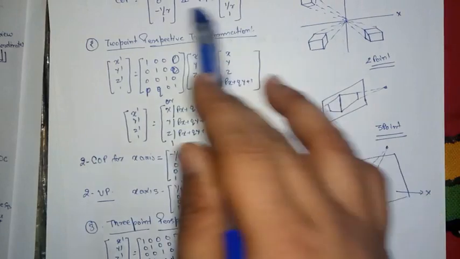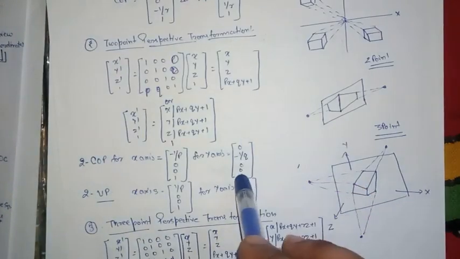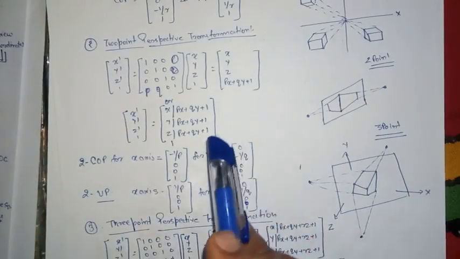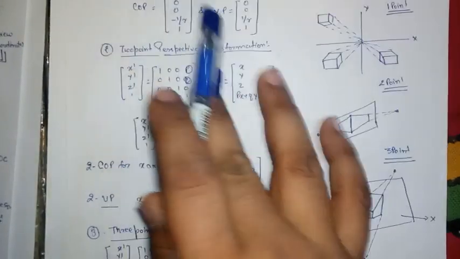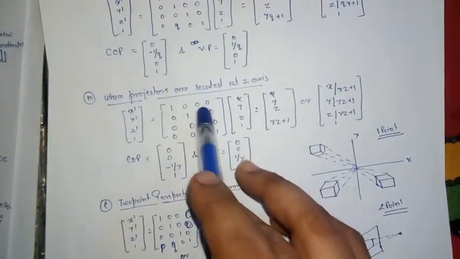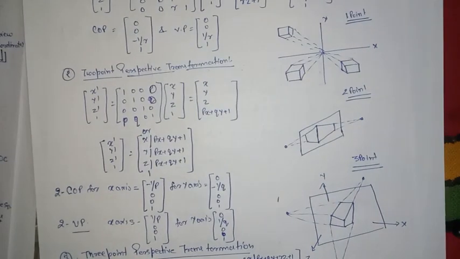This two-point perspective transformation is equal to two successive single point perspective transformations, which are additive. You can check the same thing.